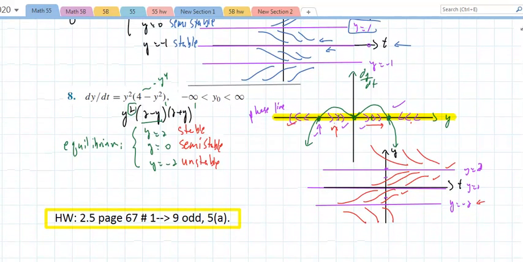Your homework is 1 through 9 odd, and number 5, do part A only.